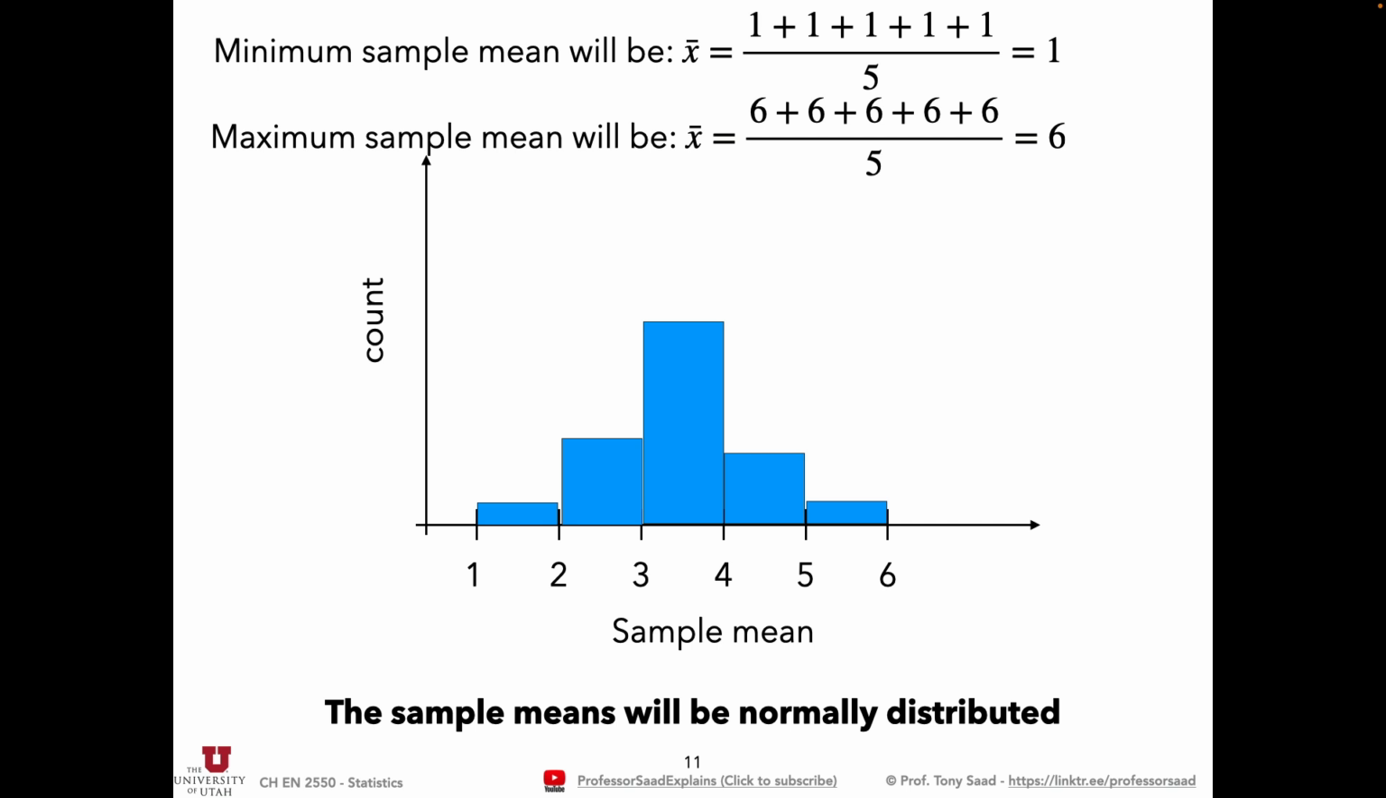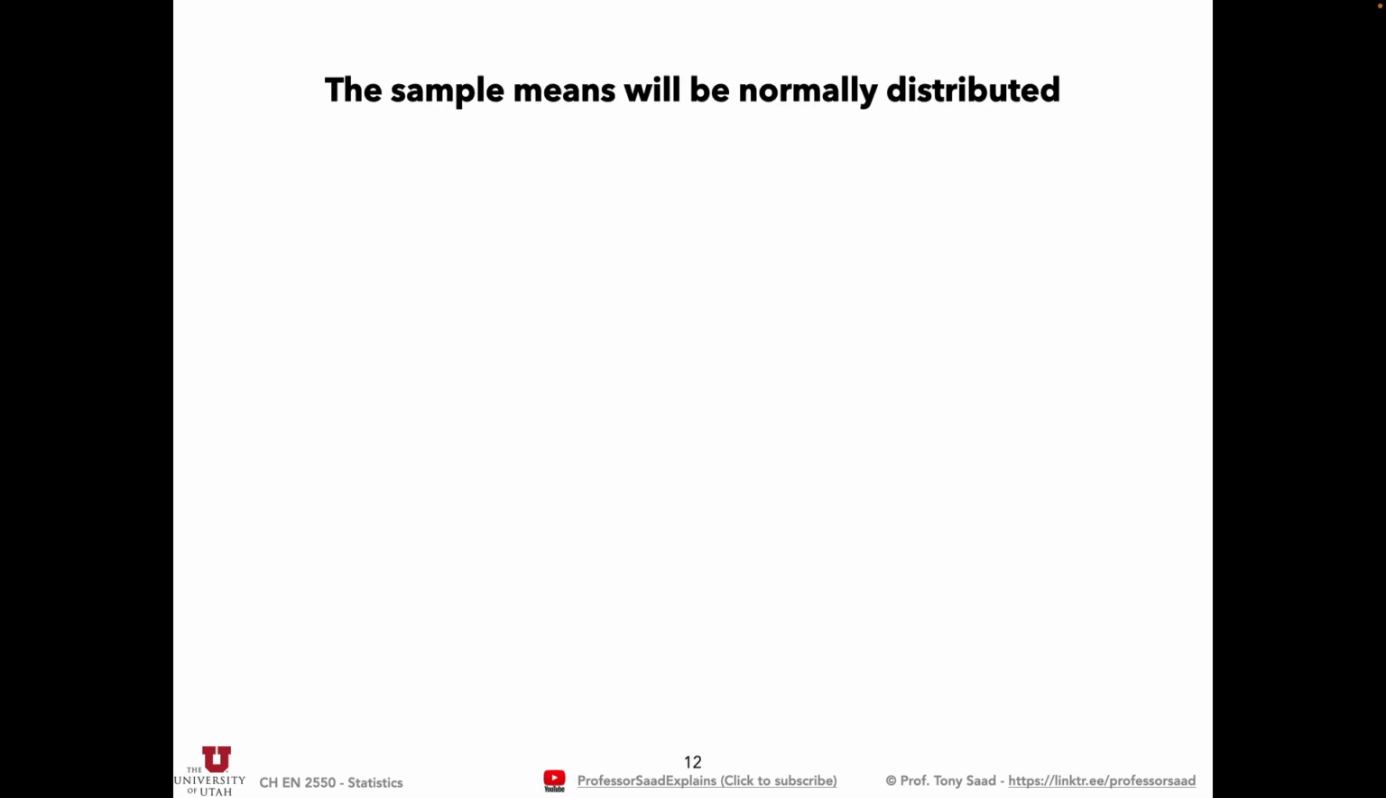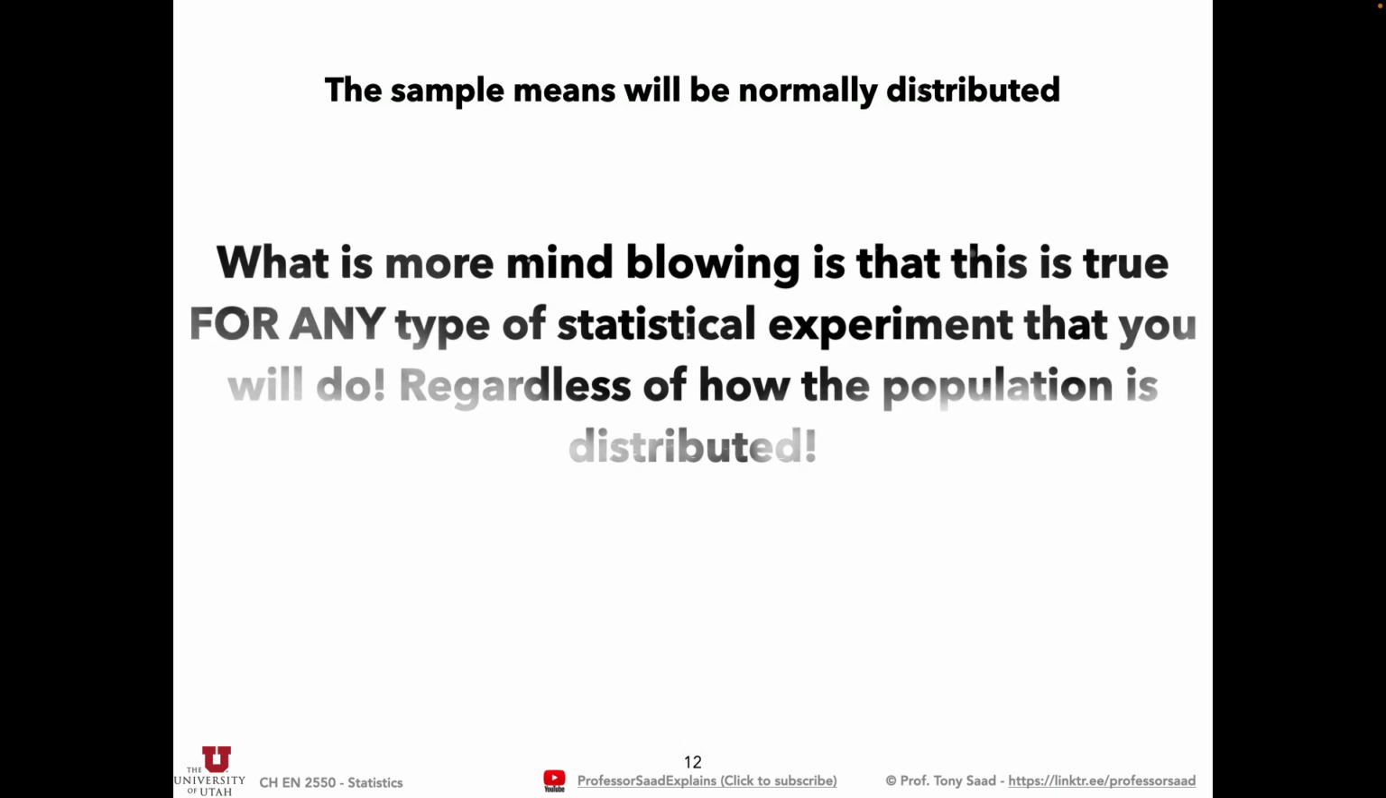Okay, so if you have a probability experiment or a statistical experiment that looks like this, you have a population, you're sampling from the population and then computing a mean, then those means will always be normally distributed. This is mind-blowing, because this is true for any type of statistical experiment that you will do, and regardless of how the original population is distributed. And we're going to demonstrate this in Python. So even if the die was not fair, you'll get the same bell curve.